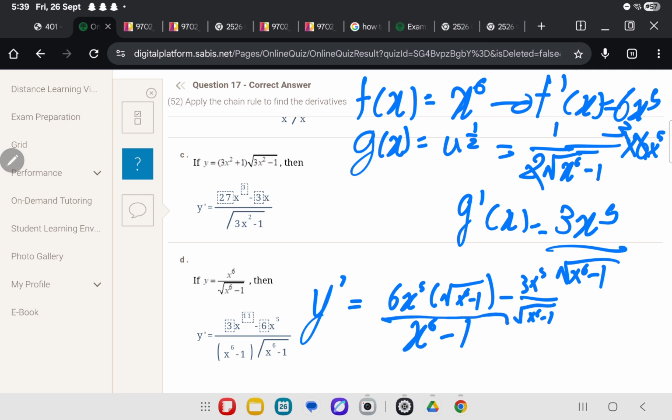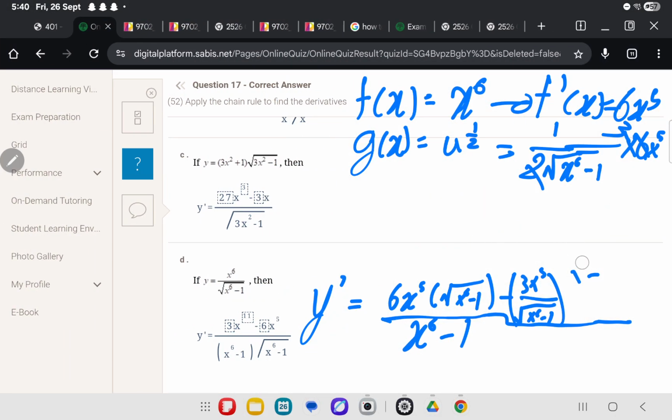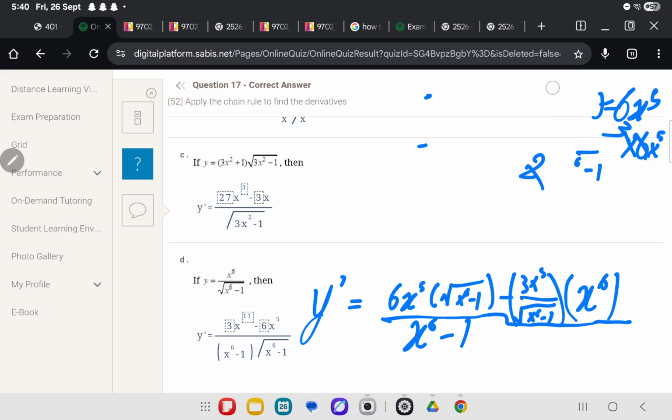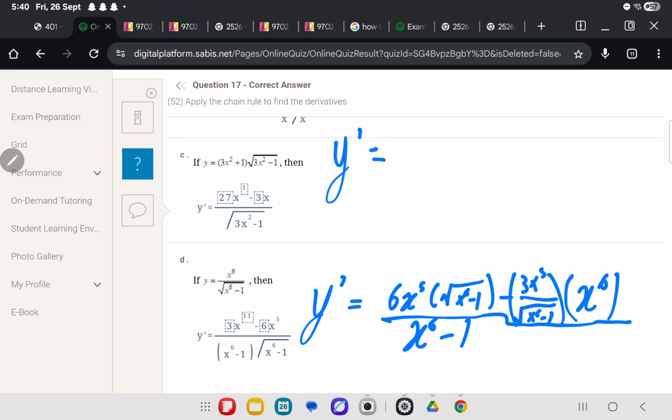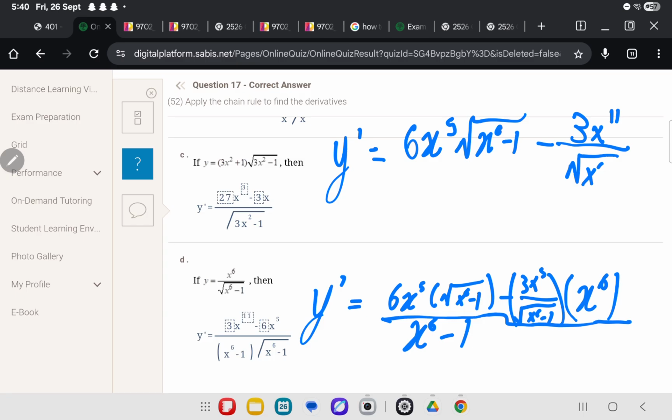Okay, this is over this. Multiplied by, let me just erase this now that I have it. Multiplied by f of x, which is x to the power of 6. Okay, now that I don't need all of this, since I wrote down my rule, y prime is equal to 6x to the power of 5 into radical x to the power of 6 minus 1 minus 3x to the power of 11 over radical x to the power of 6 minus 1.